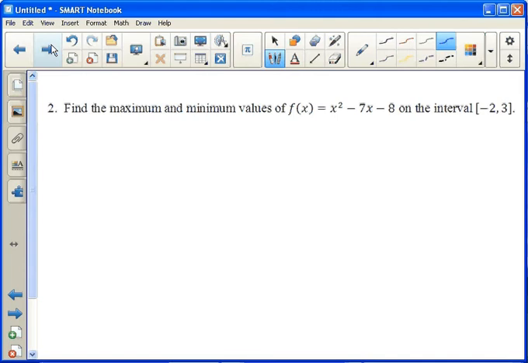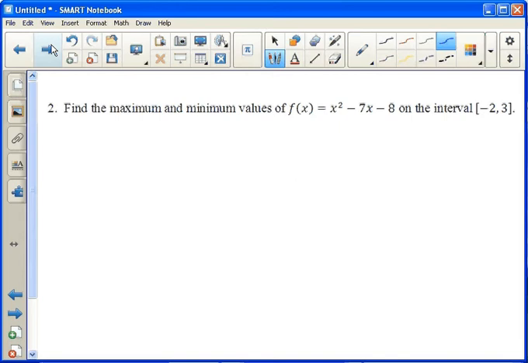Find the maximums and minimum values. I apologize if this is small, just make sure you're following along on your paper. Find the max and minimum values for f of x equals x squared minus 7x minus 8 on the interval negative 2 to 3. When we're asked to find max and min on an interval, you need to look at the critical numbers and the endpoints. So this is where you need to not do the chart, but take the critical numbers and the endpoints and plug them back in the original.